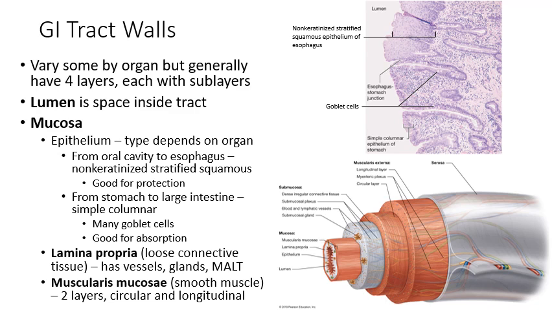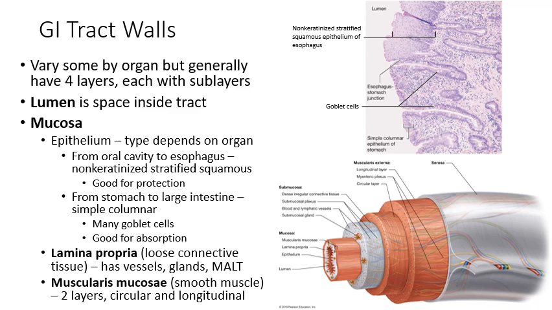Then you have the lamina propria outside of that, which is composed of loose connective tissue, which makes sense because next to epithelium, you always have loose connective tissue. So the lamina propria is going to be carrying in the blood vessels that are supplying the epithelium with blood. Also, when you have nutrients that are absorbed across the epithelium in the lower GI tract, they're going to be entering into the blood in those blood vessels in the lamina propria. You also have some glands in the lamina propria and MALT, or mucosa-associated lymphatic tissue.